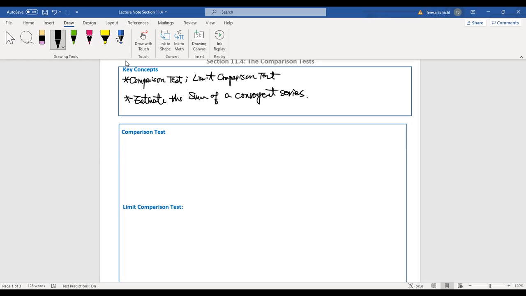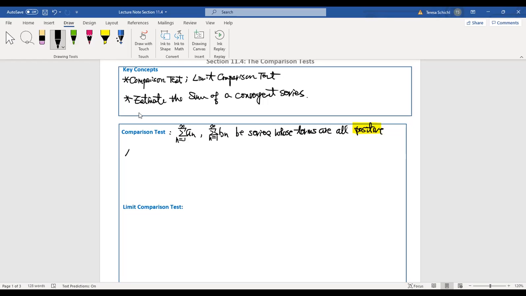All right, first, let's take a look at what the comparison test and the limit comparison test are. For the comparison test, let's say we have 2 series: the sum from n equals 1 to infinity of an, and another series, the sum from n equals 1 to infinity of bn. Both are series whose terms are all positive.